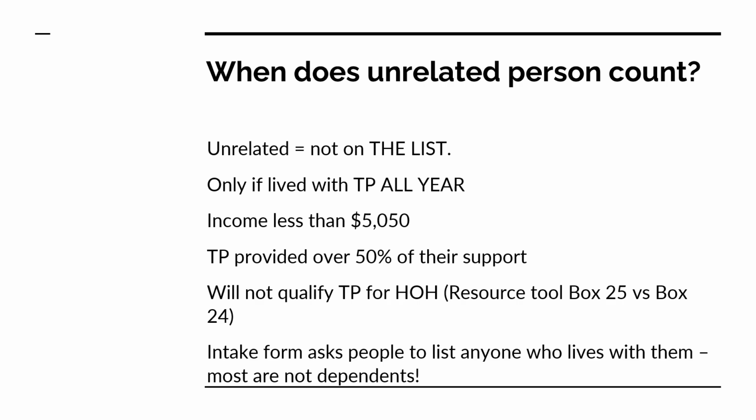So we'll look at the special case of when some unrelated person might count for any of these benefits. So unrelated means not on the list. So it still might be your cousin, but it's not on that list. They have to have lived with the taxpayer the entire year. Their gross income needs to be less than the $5,050. The taxpayer has to have provided over half of their support, and under no circumstances will they qualify the taxpayer for the head of household. Again, that's Resource Toolbox 25 compared to 24, which you should take a look at.